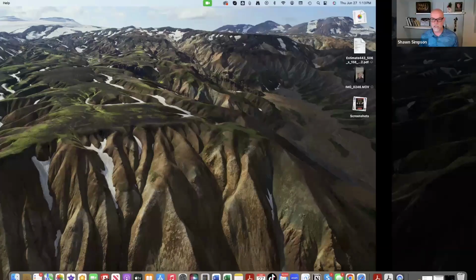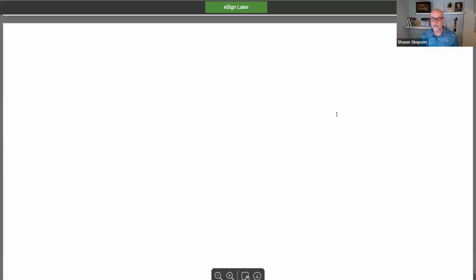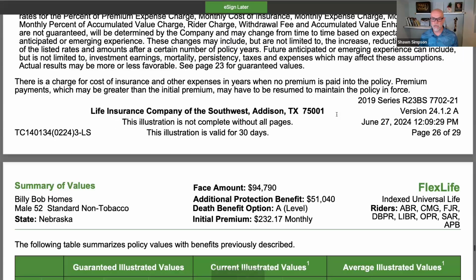The guaranteed value, alternative value, non-guaranteed values. So guaranteed value, alternative value, and non-guaranteed value. So what I'm going to do here is share my screen. And then I'm going to explain this one by going into an illustration and talking about that. Okay, we're in an IUL for NLG.